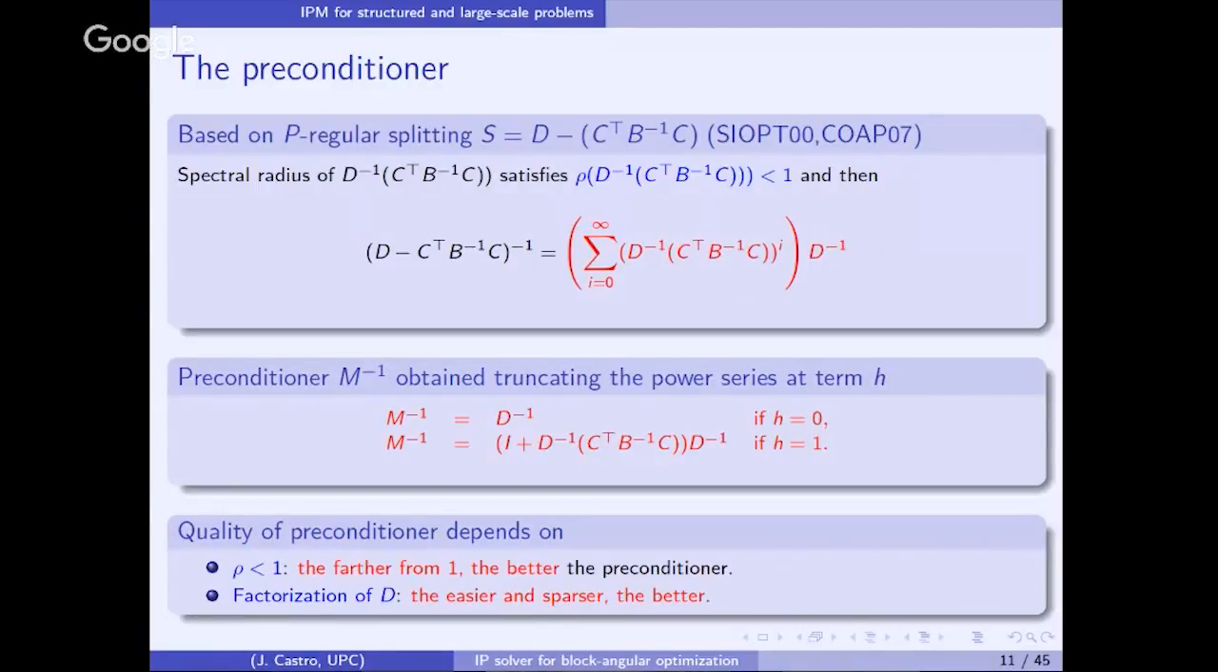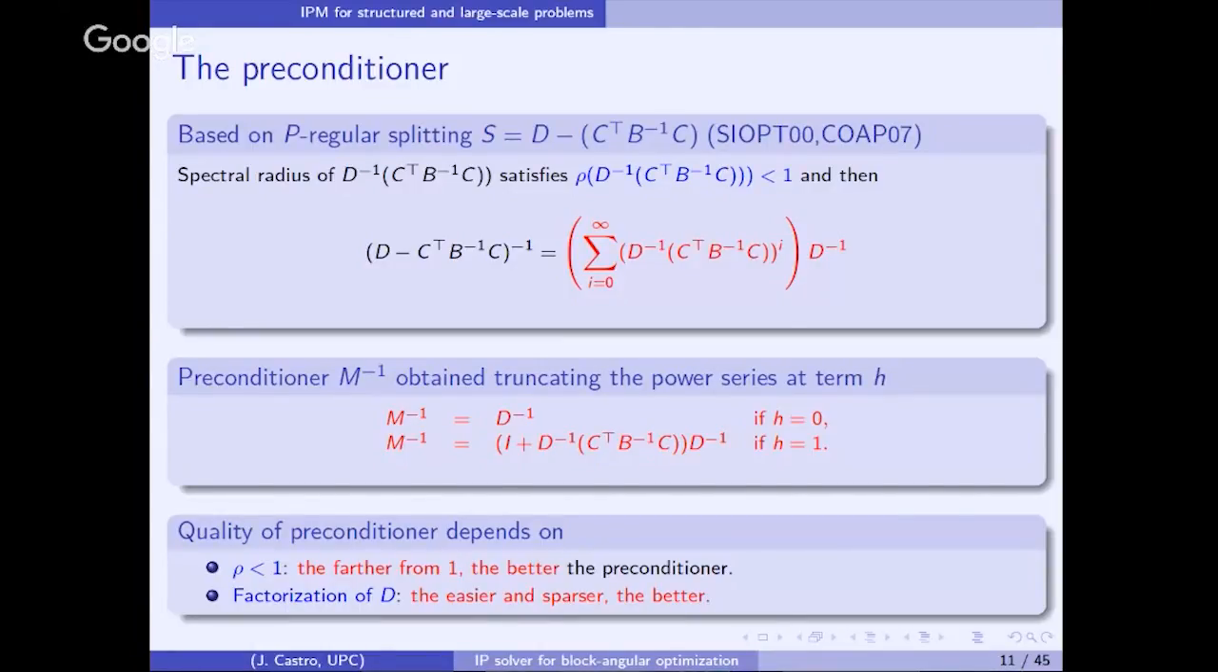In general, the further the spectral radius is from 1, the better. Let's consider that the spectral radius is 0.1. If it's 0.1, when you raise it to the power of 2, you get 0.01. You raise to 3, you get a very small number. So considering only the first terms of this series, you get a very good approximation of the inverse. So in general, when the spectral radius is far from 1, you get a better preconditioner. But that's problem dependent. In some problems, the spectral radius is naturally far from 1, then this method is very efficient. When it's very close to 1, then the method is not so good, okay?